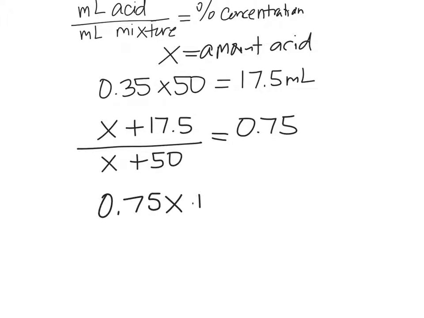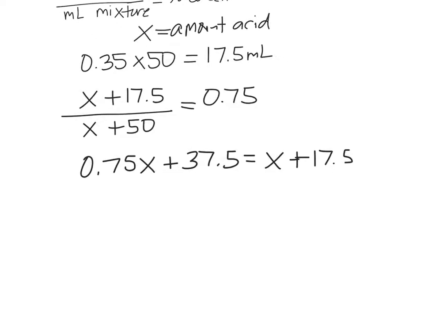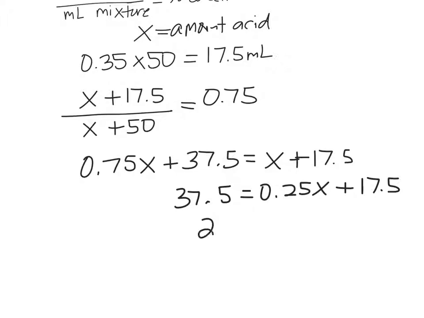So you cross multiply, and you get 0.75x plus 0.75 times 50. What is that? 37.5. Yeah, 37.5 equals x plus 17.5. All right, so now we get to solve this equation. Let's go ahead and subtract 0.75x over to the other side. So we have 1x minus 0.75x. That gives us 0.25x plus 17.5. Subtract 17.5 over to the other side. You get 20.